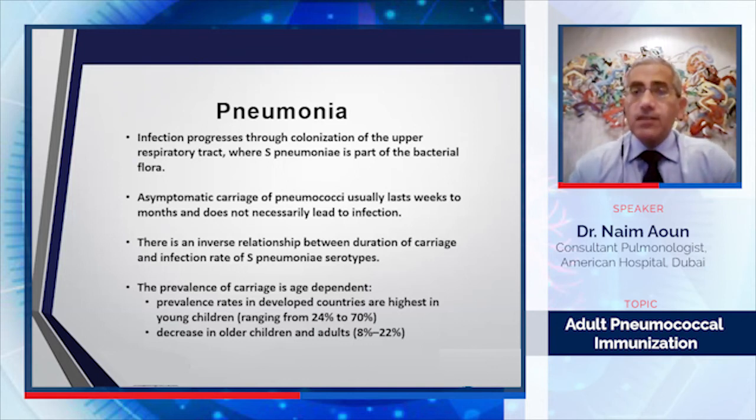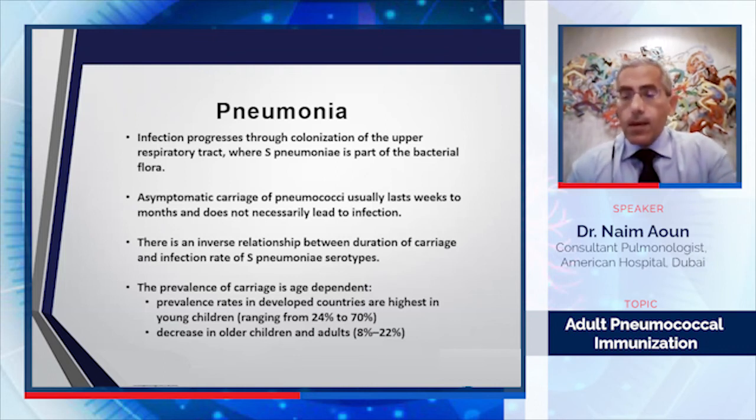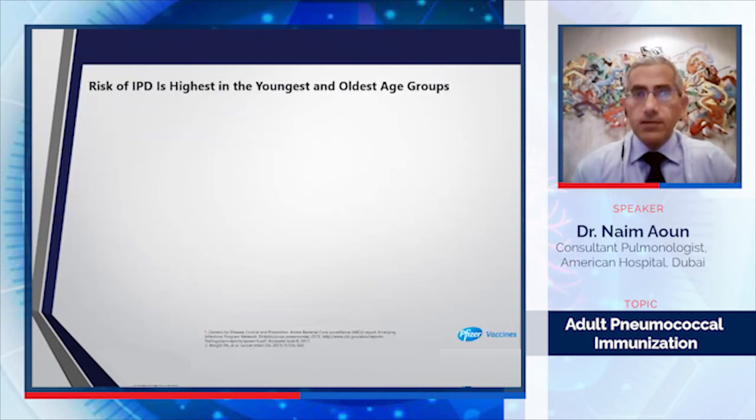Prevalence rates in developed countries are highest in young children, from 24 to 70%, and they decrease in older children and adults, 8% to 22%. This is an important point because it explains why targeting children through vaccination is important. And again, it goes back to the pandemic vocabulary that everybody learned, herd immunity. That's how we reach it, by targeting those kids to prevent them from infecting their parents and grandparents, etc.